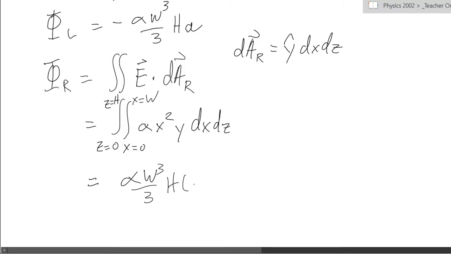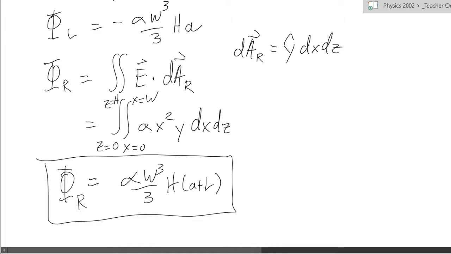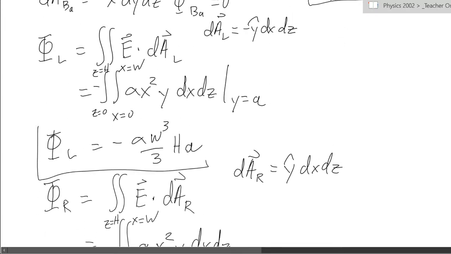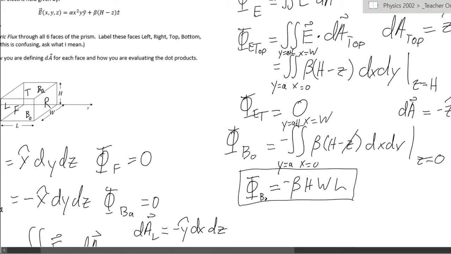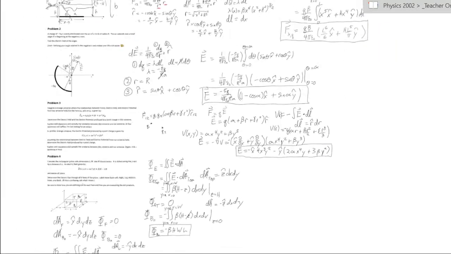When we evaluate this integral, it's going to be alpha w cubed over 3 times h times a plus l. And what we saw here was that of the 6 surfaces, only 3 of them have some non-zero flux. Okay, so that's it for this exam.